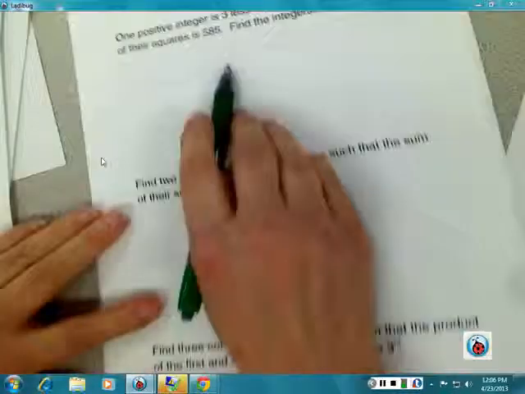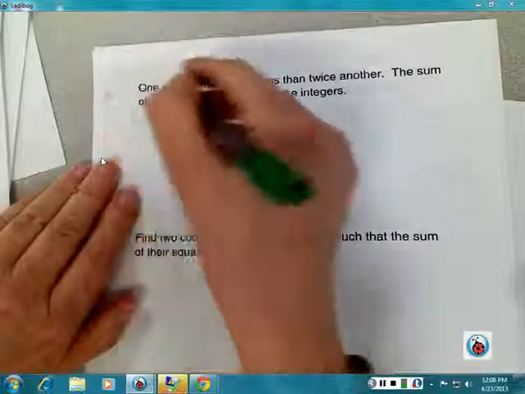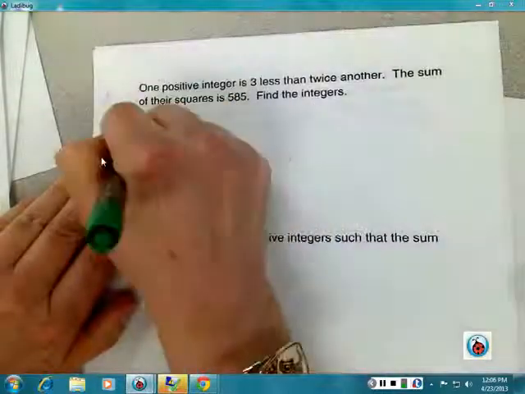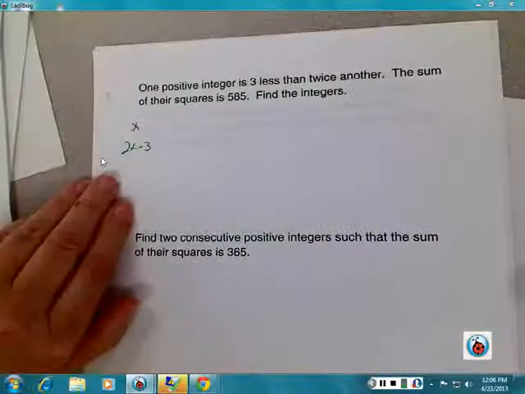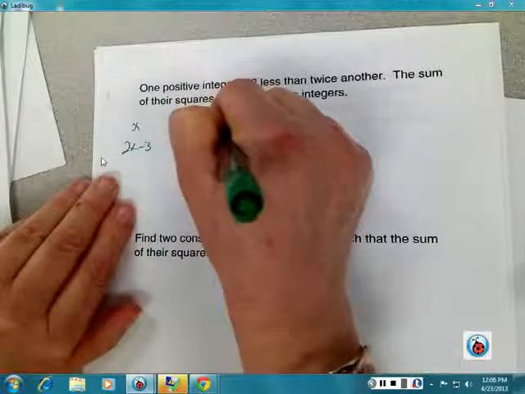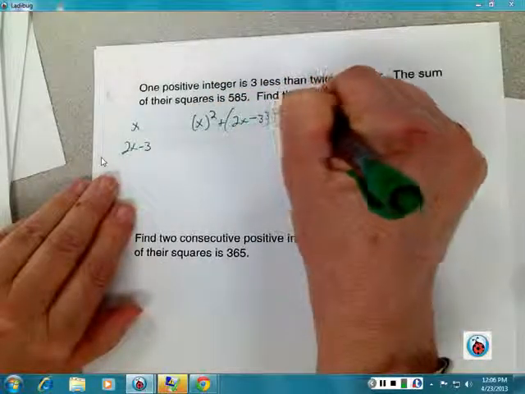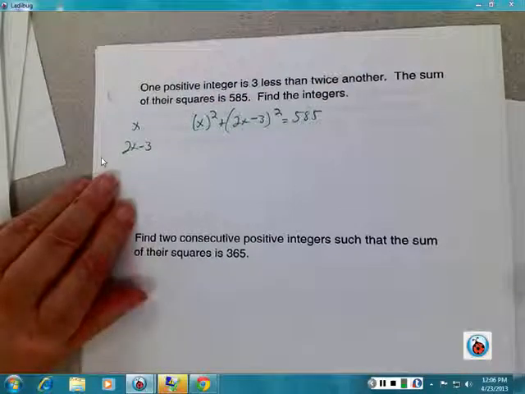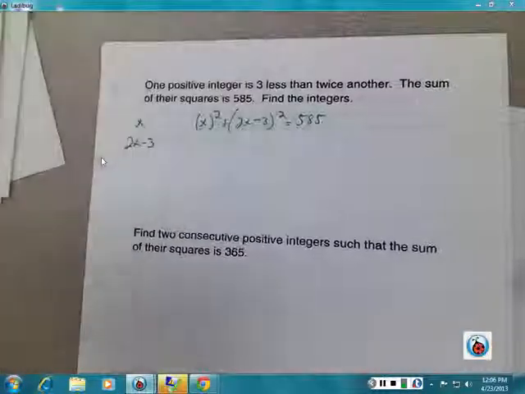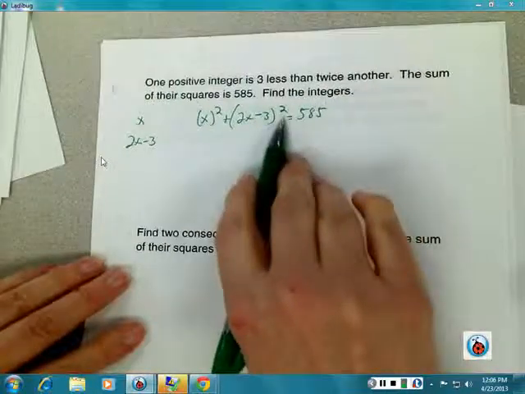This is another one that is similar to those others that I did. This one, when you set up your values, x is 1, but the second one is 3 less than twice. So 2x minus 3 is what you'd have with this one. Then the sum of their squares, so I'd have x squared plus 2x minus 3 squared is all equal to 585. The toughest part with these Hawks story problems is that your story problems end up having quite large values in here.